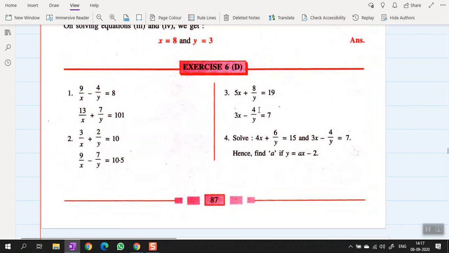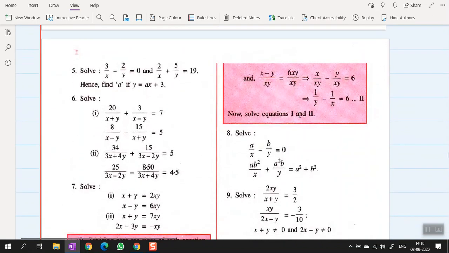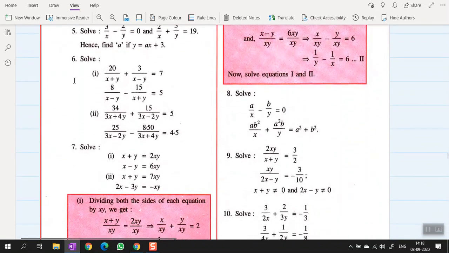Okay, 3 is little funny because there is just 1 upon y. We can take 1 upon y as b and solve the equations. Still not so difficult. Question number 4 is also easy. Question number 6, yeah, doable. Don't be afraid of this 8.5. You can later on get rid of the decimals.